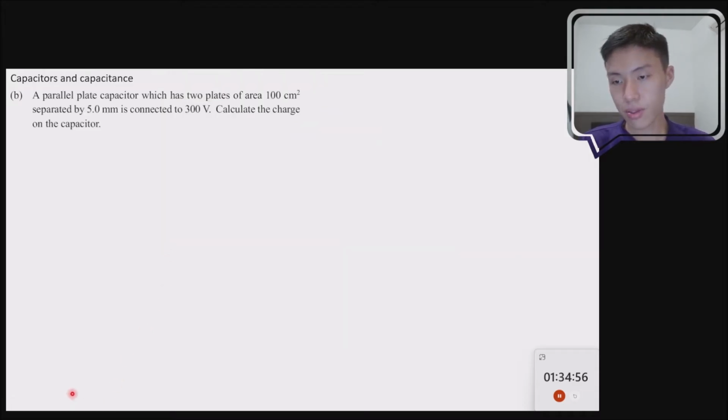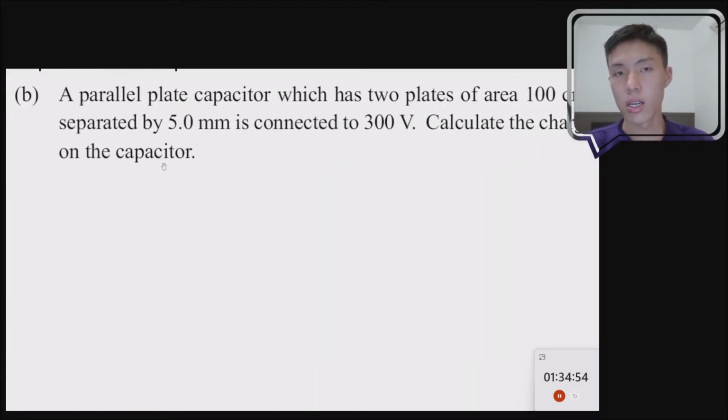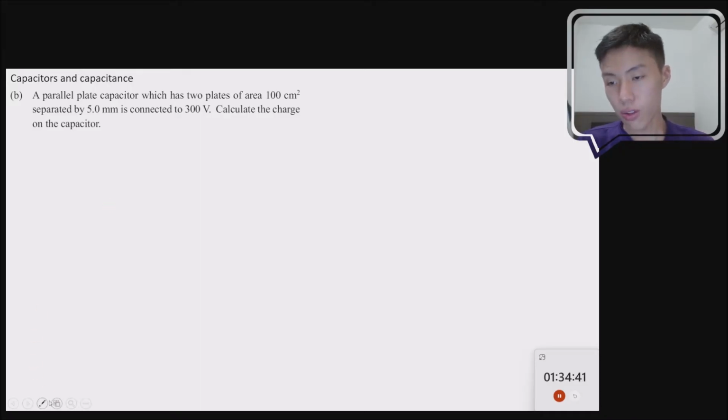Next, let's try to solve this question here. We have a parallel plate capacitor which has two plates of area 100 cm square separated by 5 mm, connected to 300 volt. They ask for the charge on the capacitor. So if you'd like to illustrate the situation, it consists of a parallel plate capacitor.